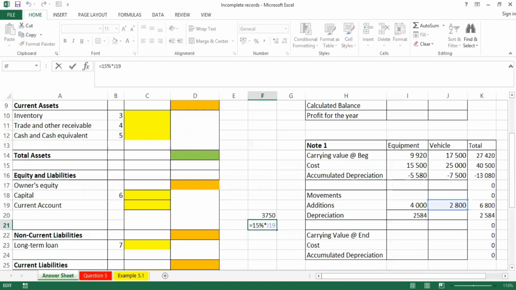Times the 2,800, and it's been in the business for a period of what? Of 6 months. So you say 6 over 12, because the bike was bought 1 June. So June, July, August until December is 6 months. And then we say enter. Then we get this 210. And then we have to add the 2 in order to get what?